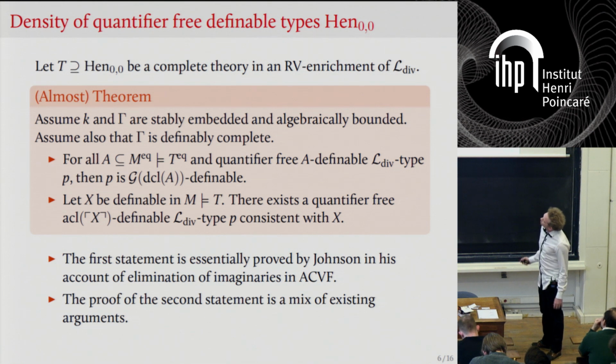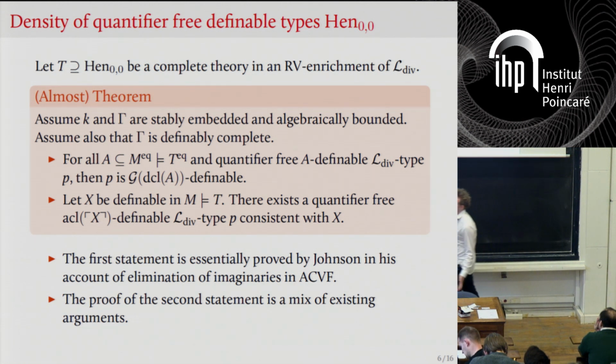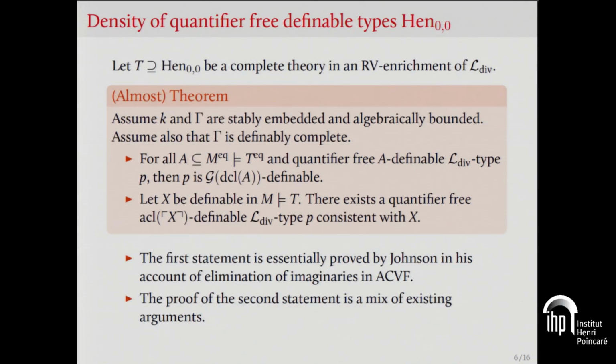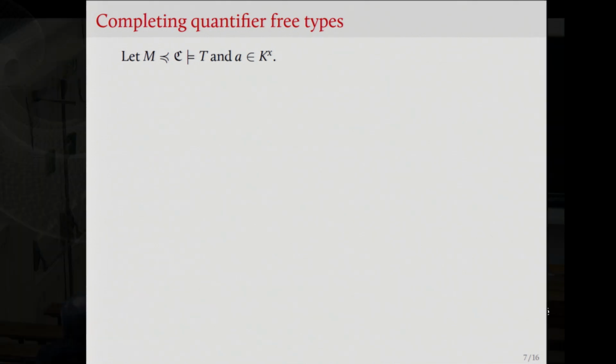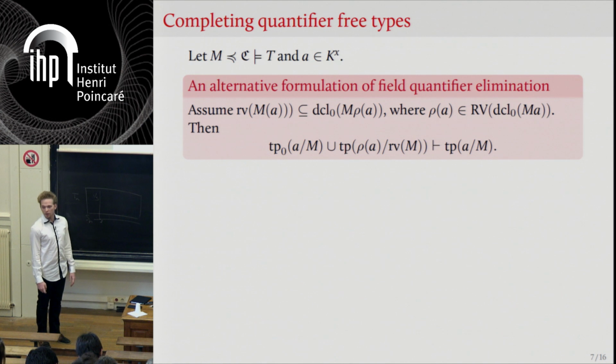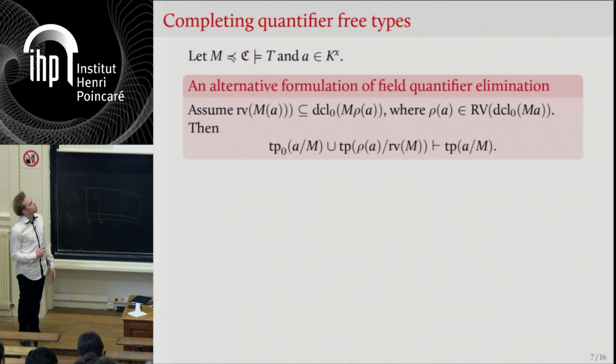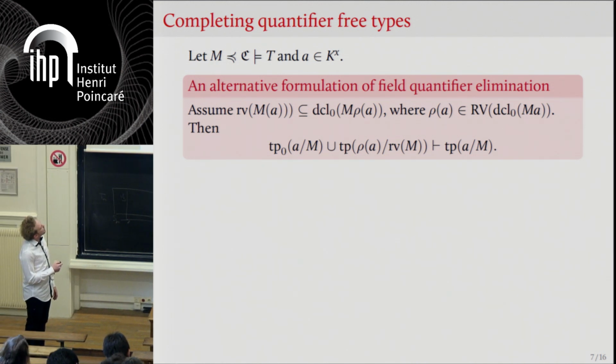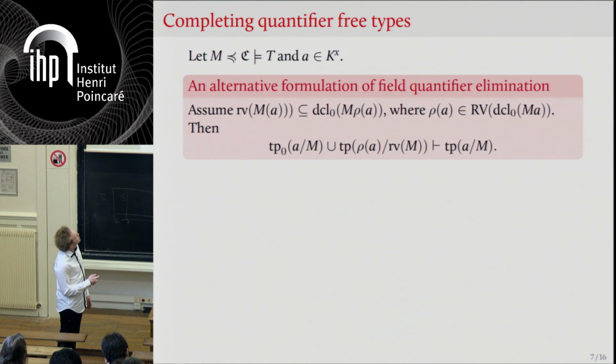So now, let's go back to that statement. I pointed out that the best we can hope for when trying to find definable types is to find quantifier-free definable types. And conversely, the question is, how do we go from quantifier-free types to full types? In a Henselian characteristic 0 field, we essentially know how to do that because of the following. This might seem like a slightly horrible statement, but it's just a rephrasing of the field quantifier elimination theorem. I'm saying that if I can find a bit of RV of A such that all of RV of A is definable from that, then the full type of A is implied by the quantifier-free type of A.